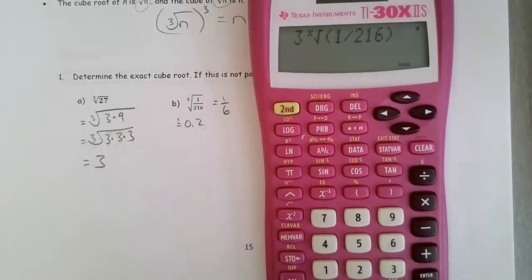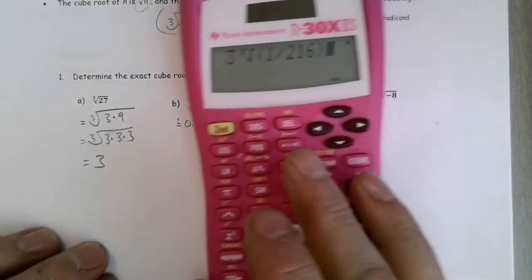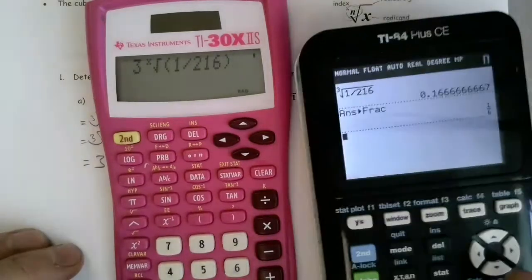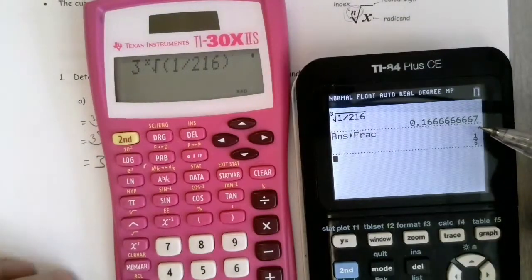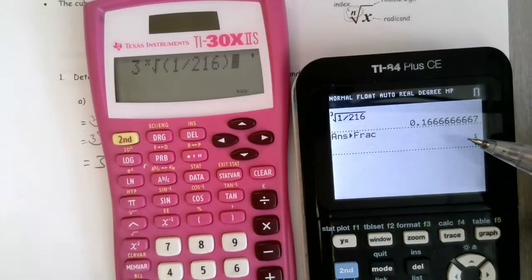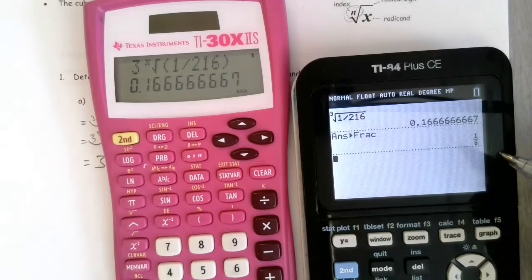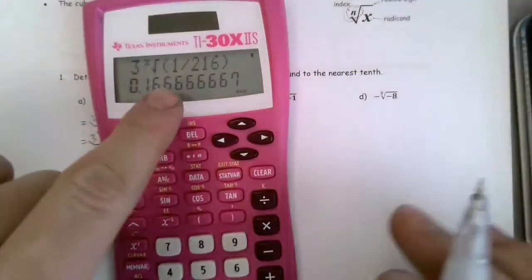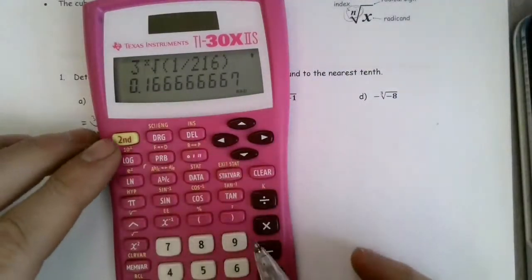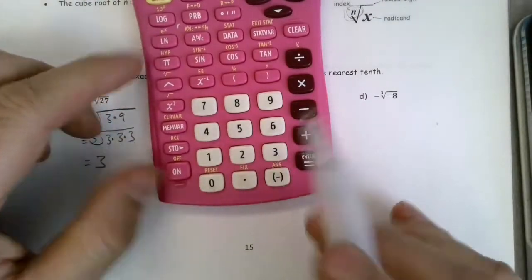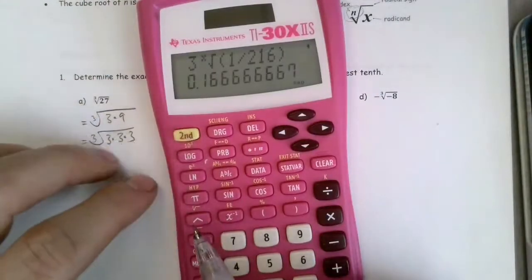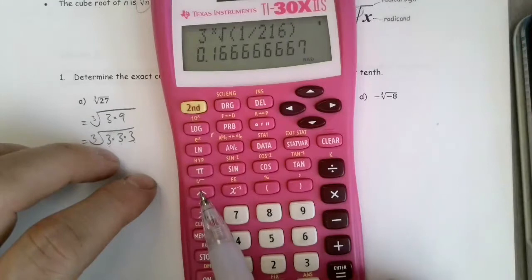Now, this calculator doesn't have the ability to just convert to a fraction. So I'm looking for this decimal to pop up. If this decimal pops up, I know that I've done this correctly. And when I press equals, there it is. I get 0.166 repeating. So that calculator is giving me the cube root, and that's how you do it. You have to tell it what kind of root you're doing, and then you press second, and then my little caret symbol here to get the xth root.